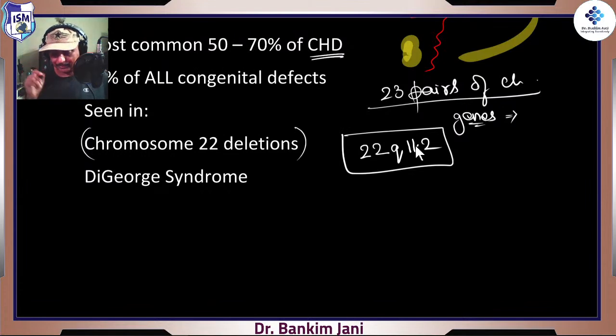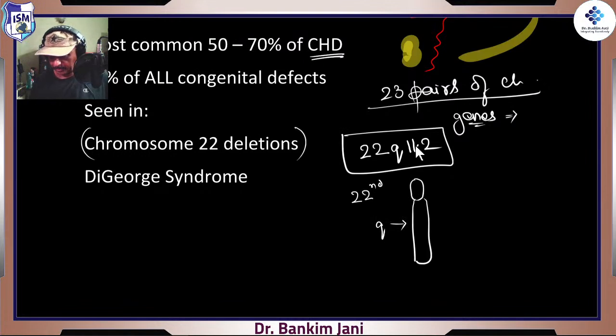Now, what are we talking about? You pick up the 22nd chromosome, and in that there is a long arm and a short arm. When we say q, this q is the long arm. Then we have 1.2. This portion is called a region.